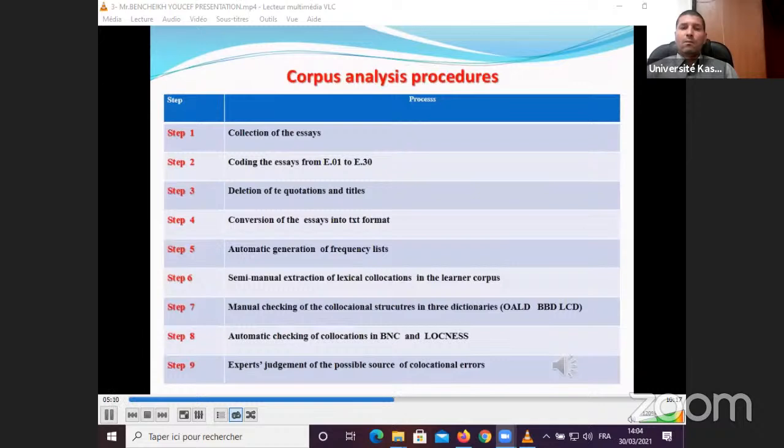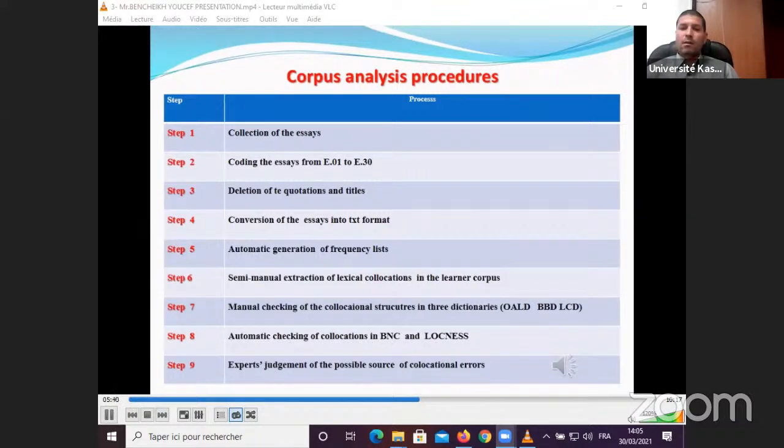Step 1, collection of the essays. Step 2, coding of the essays from E1 to E30, essay 1 to essay 30. Step 3, deletion of the quotations and titles. Step 4, conversion of the essays into TXT format. Step 5, automatic generation of frequency lists.